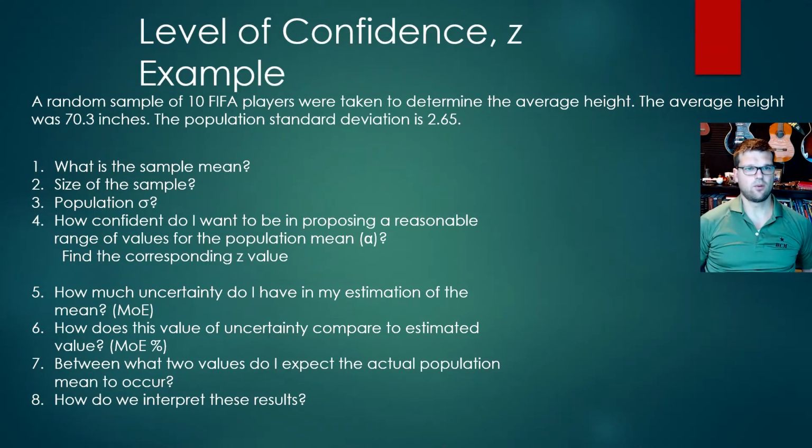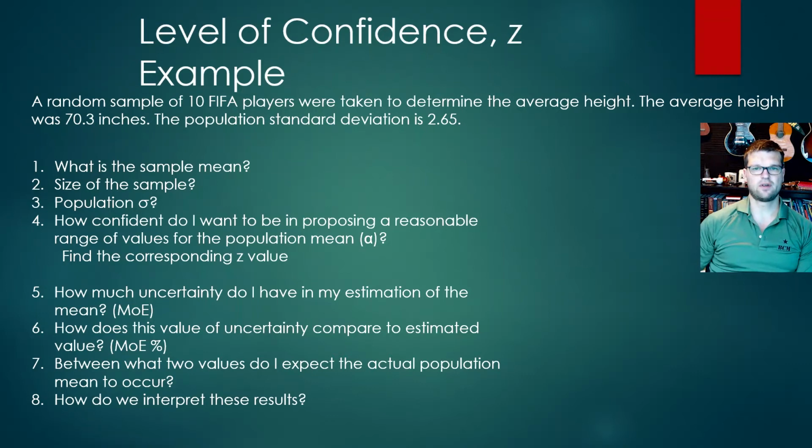Okay, so let's take a look at what this would look like in another example. A random sample of 10 FIFA players were taken to determine the average height. The average height was 70.3 inches of those 10 players. The population standard deviation is 2.65. So in this case, we do know the actual population standard deviation, and so now we're going to do a bit of calculations to determine how well this sample mean of 70.3 represents the population mean.